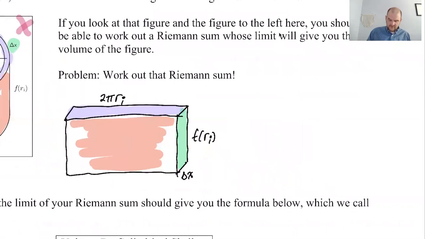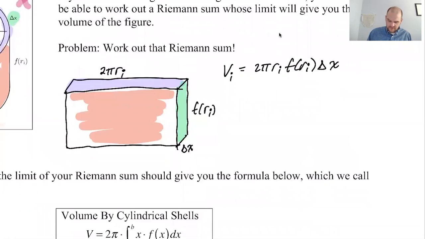So the volume of this little cylindrical shell that we cut and turned into a rectangular prism, let's say volume sub i, is going to be 2 pi r sub i times f of r sub i, and then times delta x, right? It's just base times height. The area of the base is delta x times 2 pi r sub i, and then the height is f of r sub i. So this is one cylindrical shell.